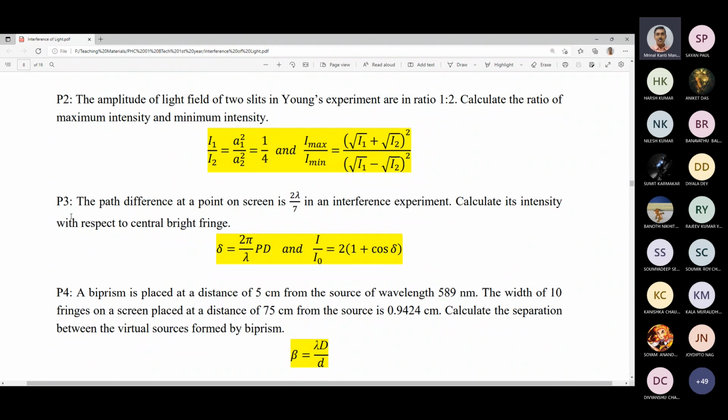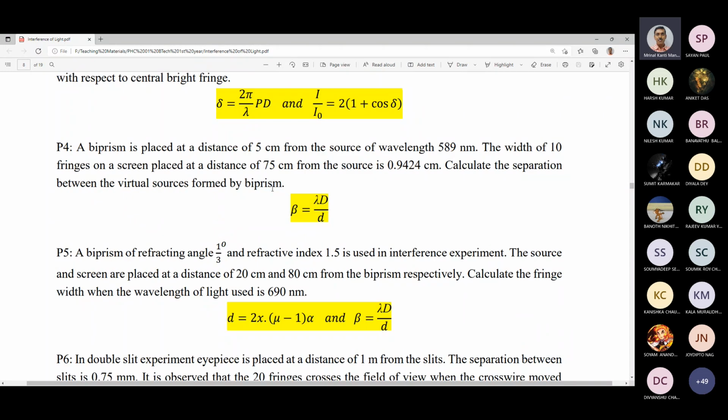Then again, the path difference at a point on the screen is lambda by 7. In the interference pattern, calculate the intensity with respect to the central bright spot. That intensity ratio is I divided by I naught, which is 2 into 1 minus cos delta. Here delta is given by 2 pi by lambda into the path difference. The path difference is 2 lambda by 7, right? So put in this delta and you will get the value.